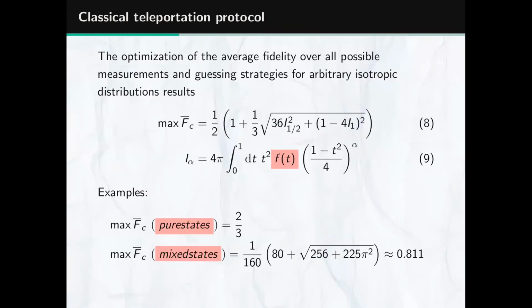Well, Vidal and his group already solved this problem, and the maximum is given by equation 8. And we can see that the isotropic distribution is here. For example, for pure states, we know that the outcome is 2/3, but if we consider the entire Bloch ball, the result is this new one.